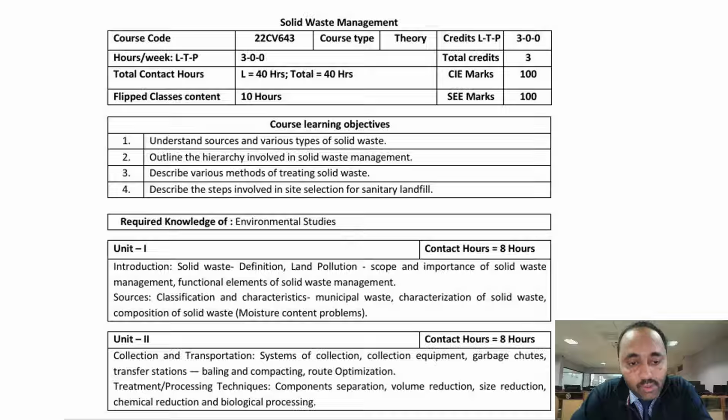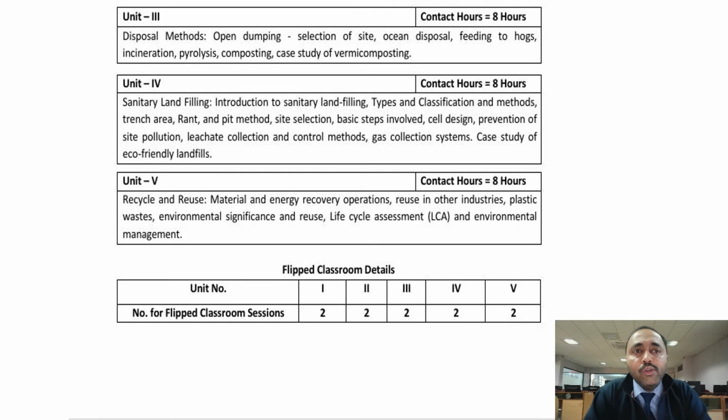And the sub-part of this is you are going to see the treatment processes that are involved, maybe separation process, volume reduction, and size reduction. And in later stages we are going to bifurcate this waste in terms of dry waste and wet waste, where we are going to define its reduction in terms of chemical reduction and biological processing that are going to take place. In unit 3, we are only going to talk on disposal.